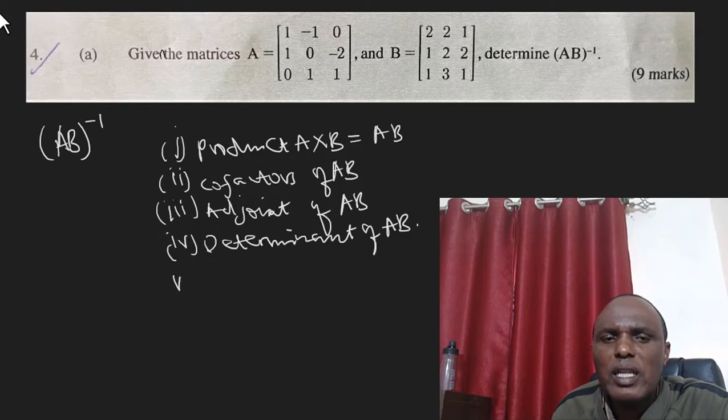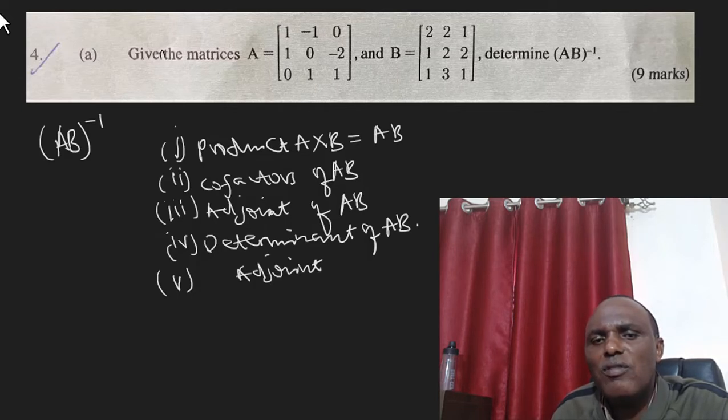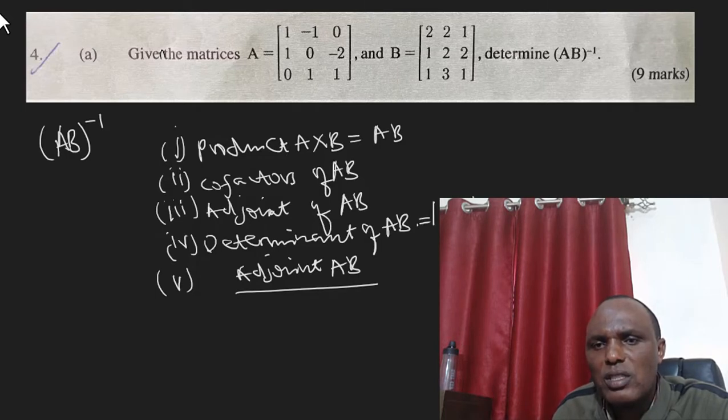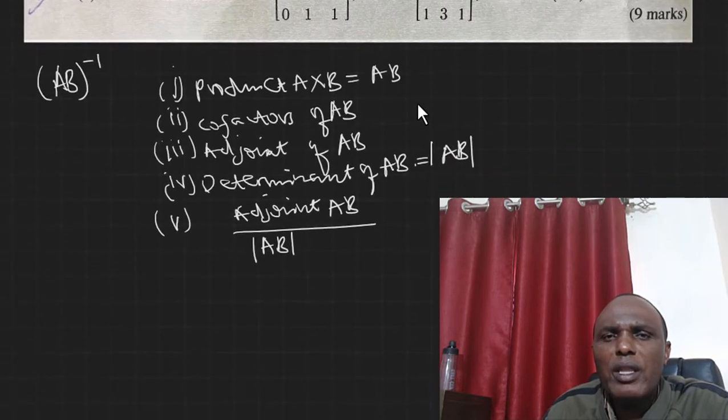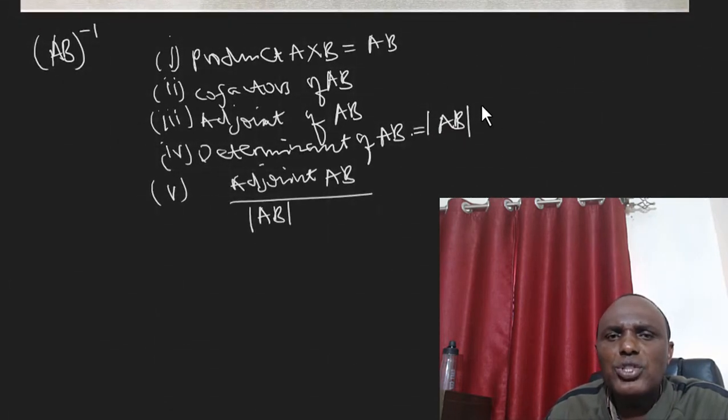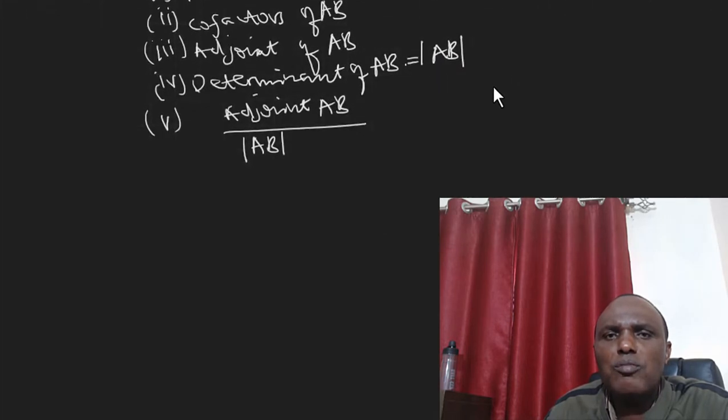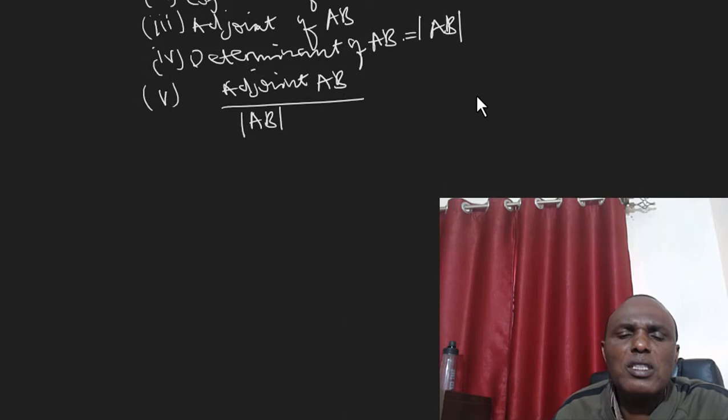Finally, to get the inverse of the product matrix AB, we get the adjoint of the matrix AB and divide by the determinant of the matrix product AB. Those are the 5 things we need to do to solve this problem. I want us to start with the first issue, multiplying those two matrices A and B.